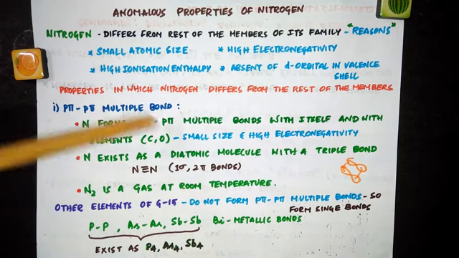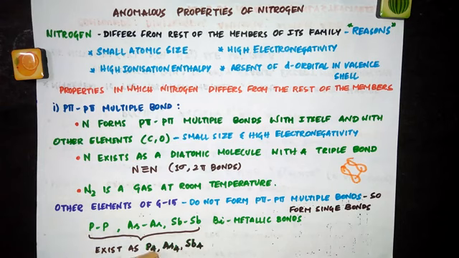Nitrogen exists as a diatomic molecule, which means N2. Whereas other elements of the group exist as tetraatomic molecules, P4, As4, Sb4. I just told you in the N2 molecule, two nitrogen atoms are bonded by a triple bond, and the N2 molecules are held together by weak van der Waals forces of attraction. One N2 molecule is attracted to another N2 molecule by weak van der Waals forces, and they can be easily broken. And that's the reason why nitrogen is a gas at room temperature.